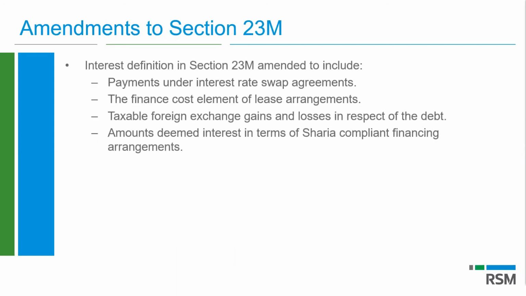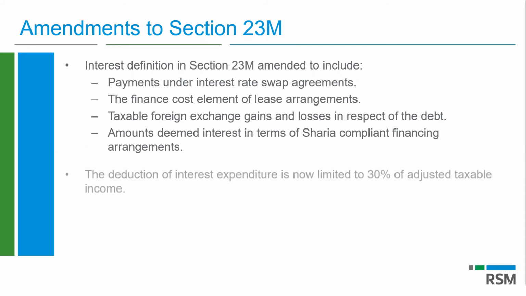Firstly, the interest definition in Section 23M has been amended to include payments under interest swap agreements, the finance cost element of lease agreements, taxable foreign exchange gains and losses in respect of that debt, that being the loans that fall within Section 23M, and amounts that are deemed interest in terms of Sharia compliant financing arrangements. So that interest definition has just been broadened a little bit.